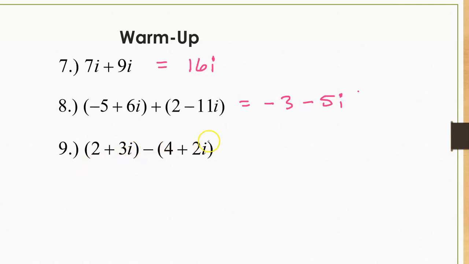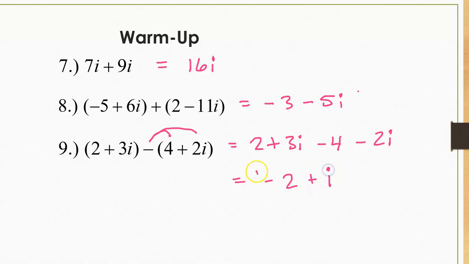All right? So be careful. When you have a negative sign in front of parentheses, you have to distribute that negative sign. So that's going to give me 2 plus 3i. But then I'm going to have -4 minus 2i. And then I combine like terms after that. So that's going to give me -2 and plus i. So that would be the answer to number 9.